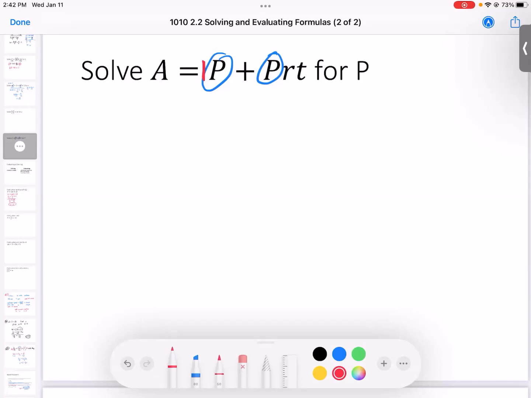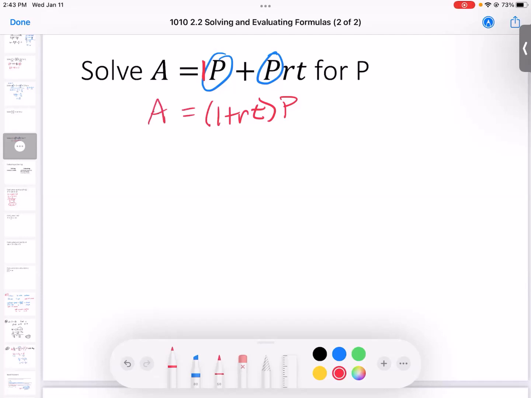And I say, okay, well, I have 1P and then I have RT, whatever that number is, I have that many P's. So if I have 1P plus RT P's, then that's going to be 1 plus RT, whatever that number is, times P. And again, you can also think about this as factoring. So because they both have a P in common, you can pull the P out. So it just kind of depends on which way you think is easiest to think about it.